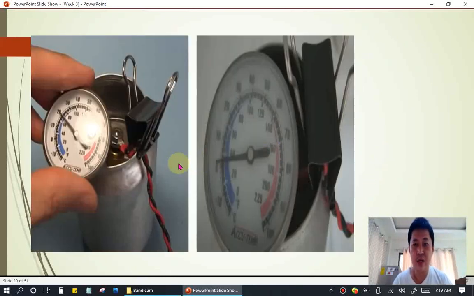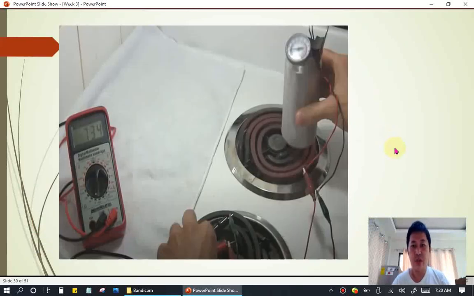We will put it at 0. How do we put it at 0? We will put this water into the freezer so that we can reach 0 here. Now it's at 0. So this is the experiment. From 0, we will boil the water up to its boiling temperature, which is 100 degrees Celsius. So we boil the water.